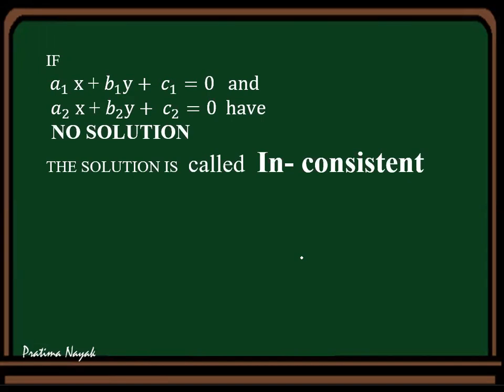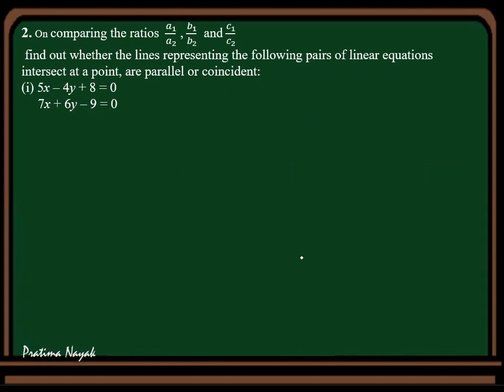So now let us go for the questions given in the book. Question number 2. On comparing the ratios a1, a2, b1, b2, c1, c2, find out whether the lines representing the following pair of linear equations intersect at a point, are parallel, or coincident. So if we see part 1, 5x minus 4y plus 8 is 0 and 7x plus 6y minus 9 is 0.